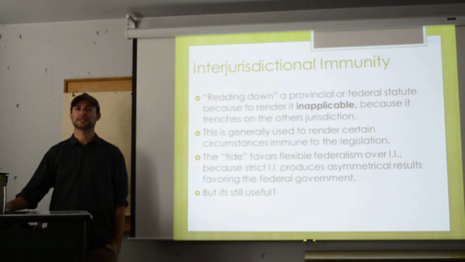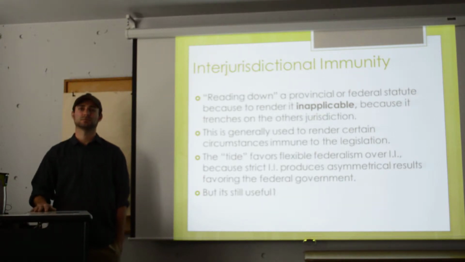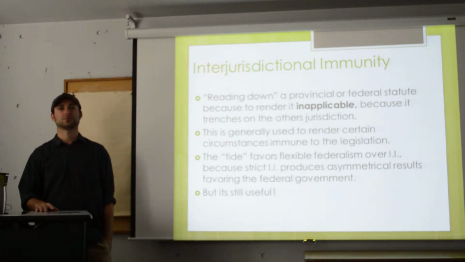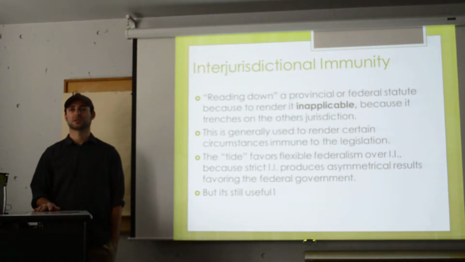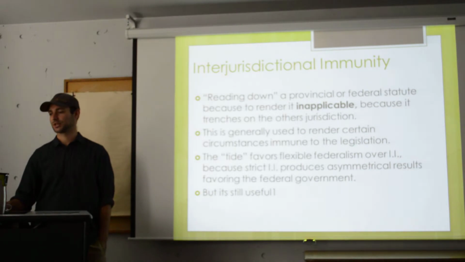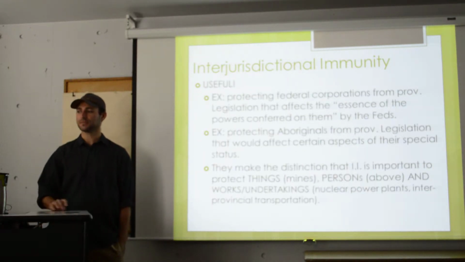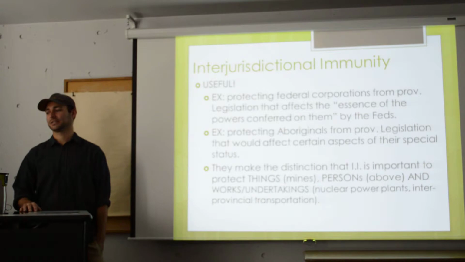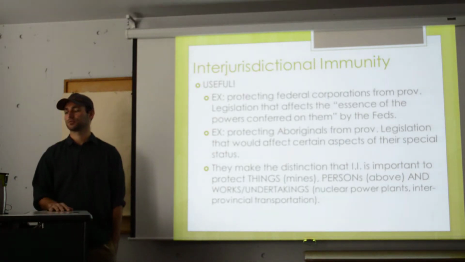And fortunately, the dominant tide is to place less importance on interjurisdictional immunity, to narrow the scope of interjurisdictional immunity, and that is in favor of flexible federalism. So, for example, the double aspect doctrine, where for different purposes, the provincial or the federal government can make rules related to the same subject. But it's still useful. It's useful in protecting things, persons, and works or undertakings.